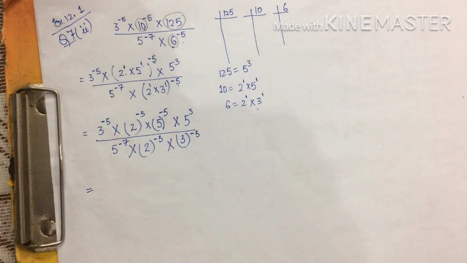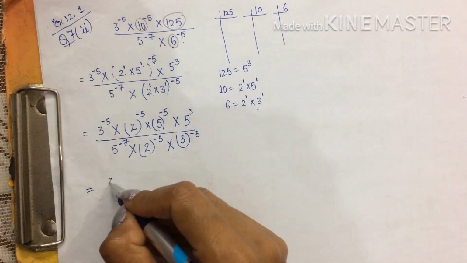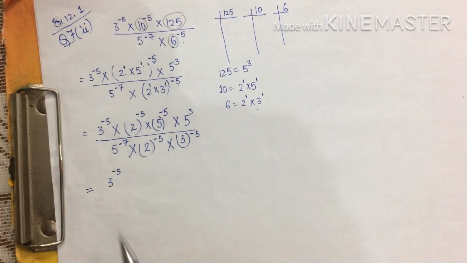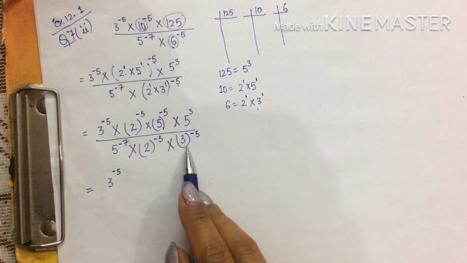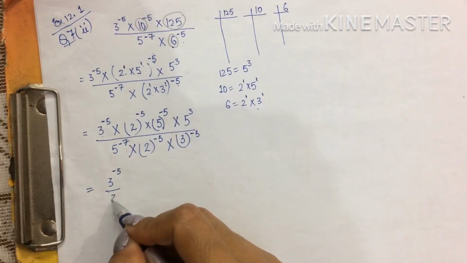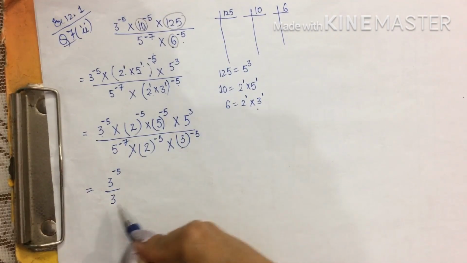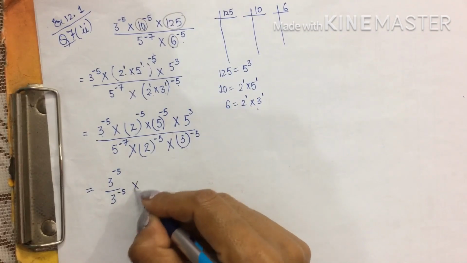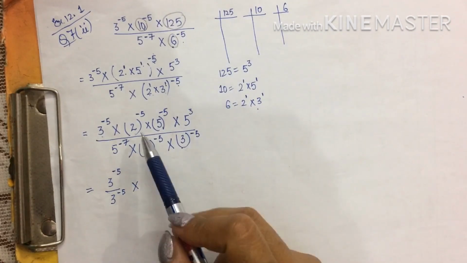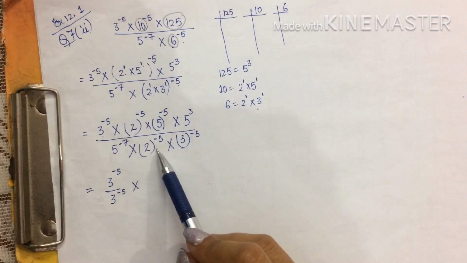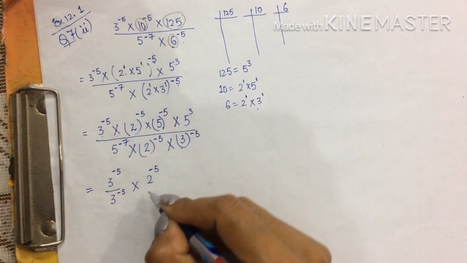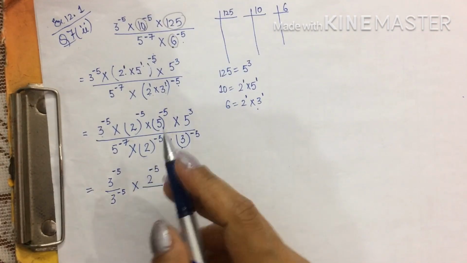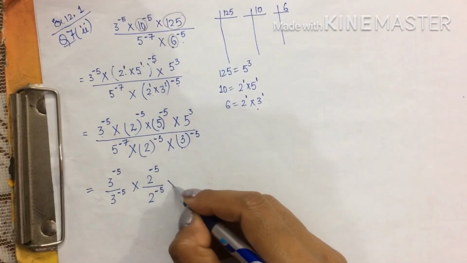Now I reorder and collect the terms with same bases. Let's begin with the terms with base 3. So this is the first term with base 3. I've got another term over here. So let's bring it over here. Since this was in the denominator, I'm keeping it in the denominator. Next will be the terms with base 2. So I've got this term from the numerator, the base is 2. This term from the denominator, the base is 2.